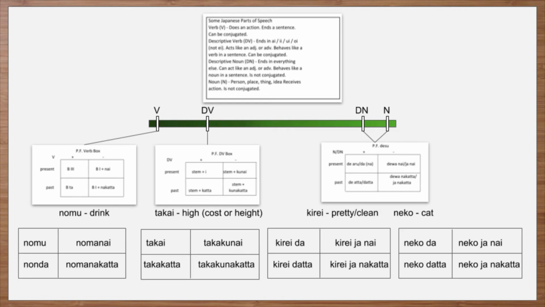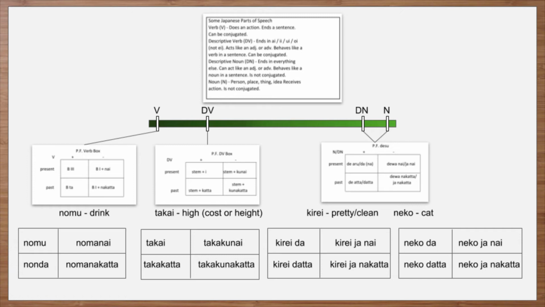For plain form verbs, present positive is simply base 3. So that would be nomu. Grammatically, it is what is called the infinitive. It just means to verb. Present and negative to not verb is base 1 plus nai, nomanai. Past positive is base ta, nonda, and past negative is base 1 plus nakatta, nomanakatta.